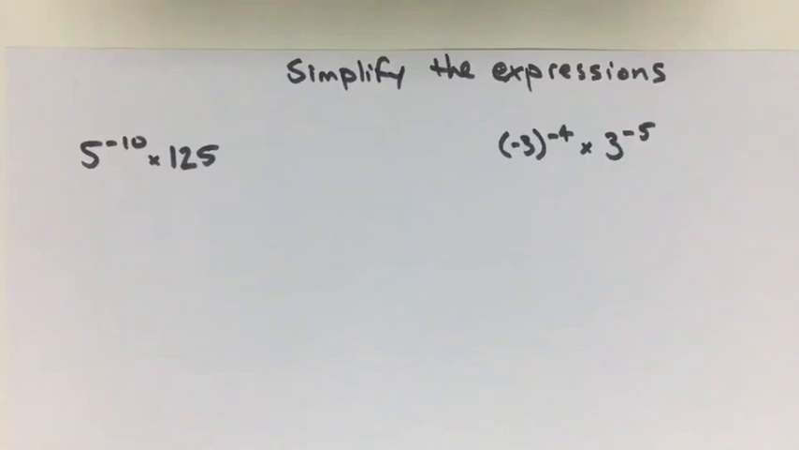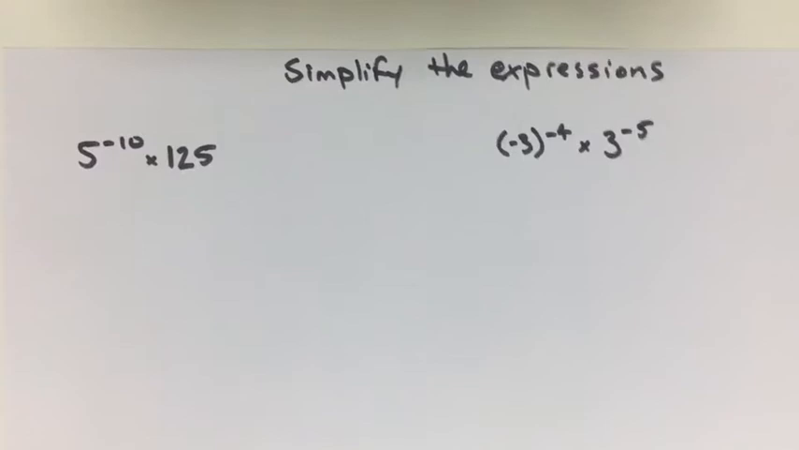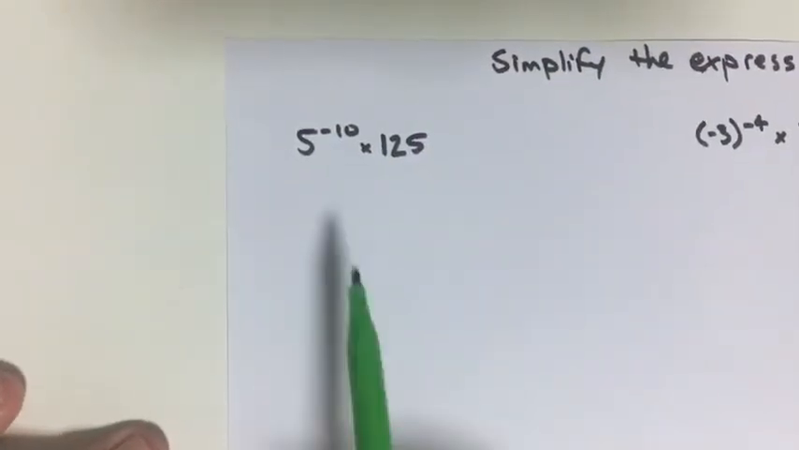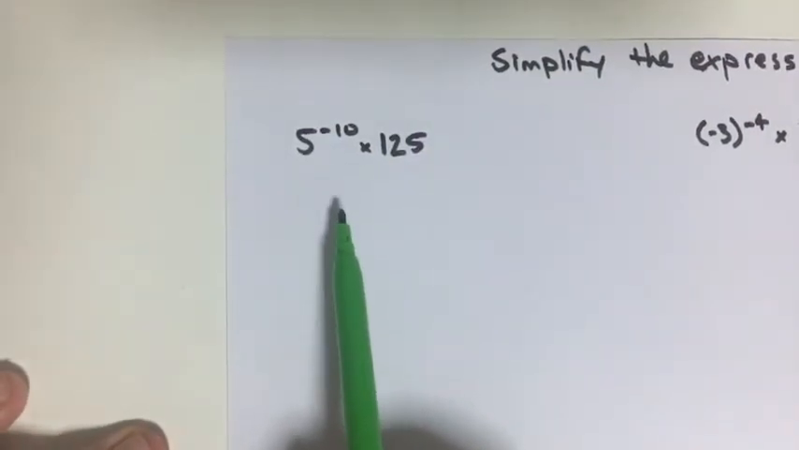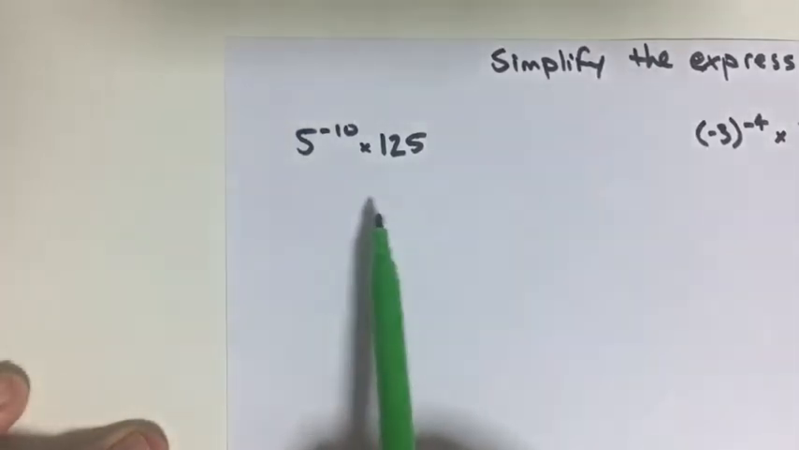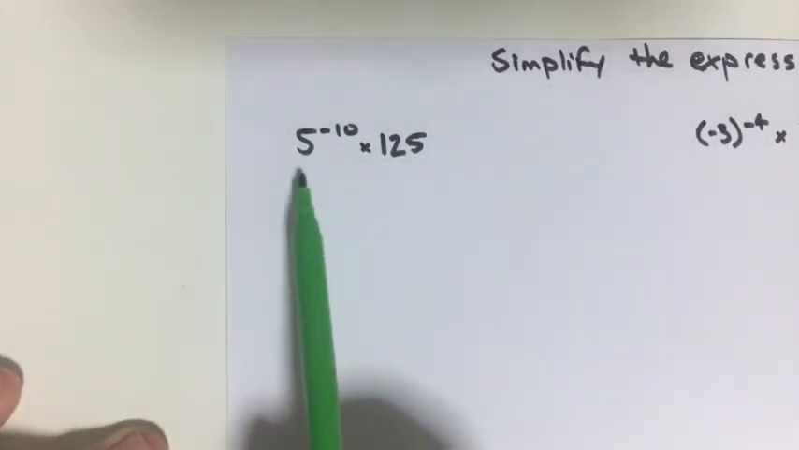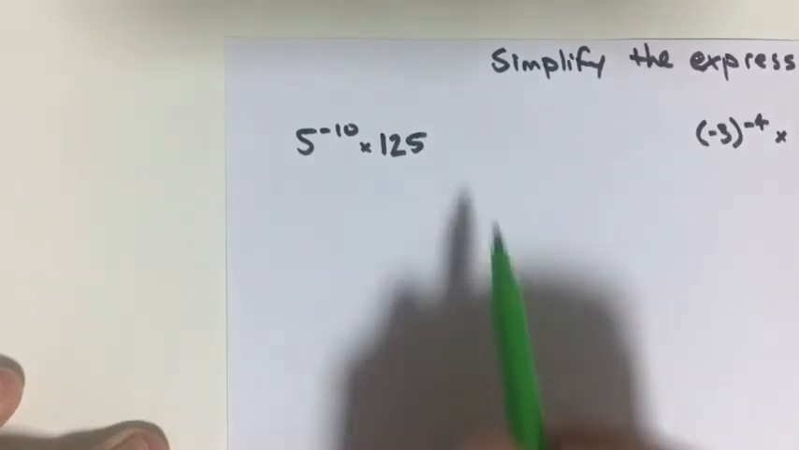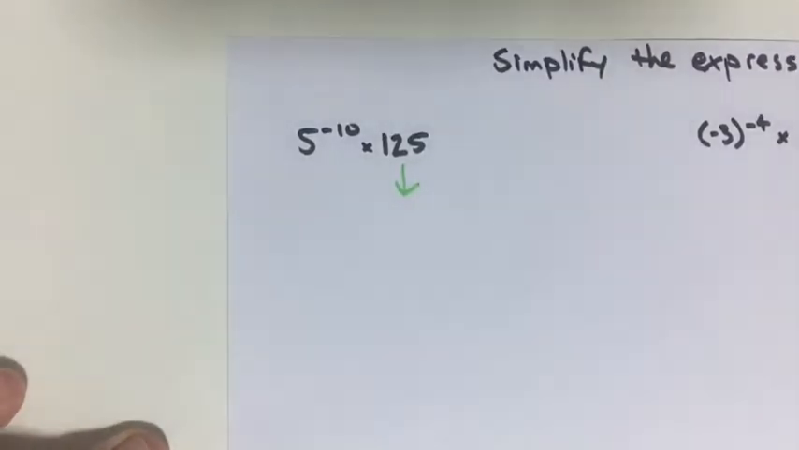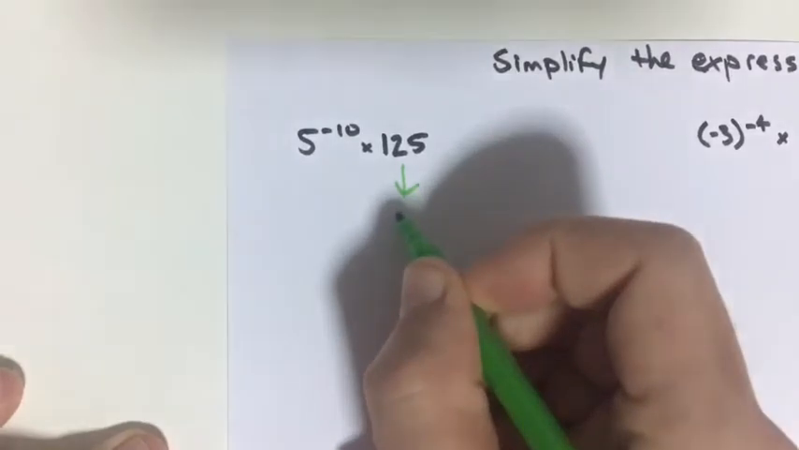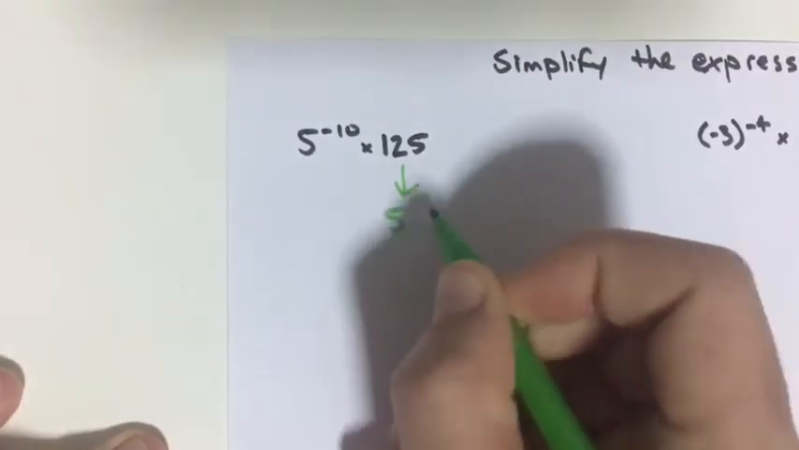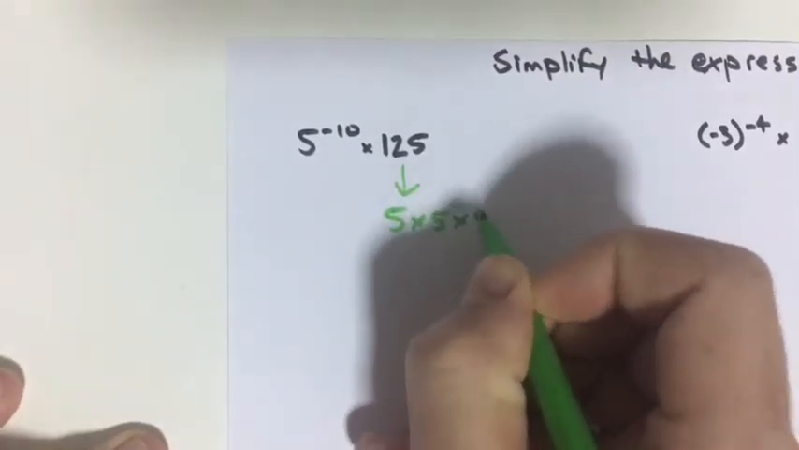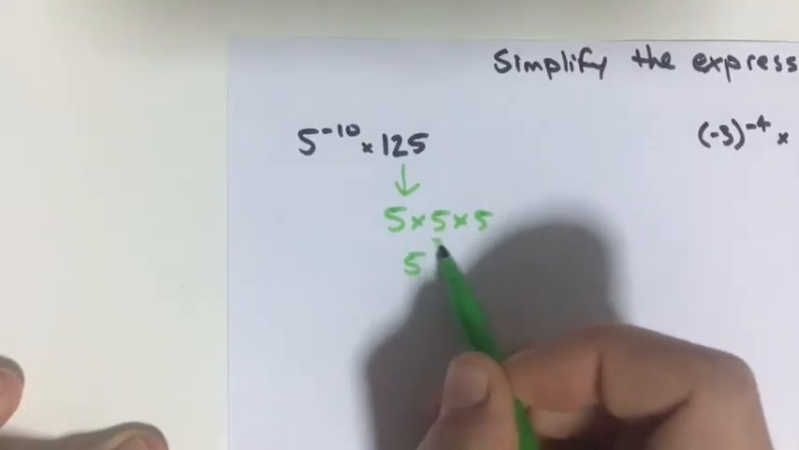Alright, in this example we want to just simplify the expressions. So let's look at our first one: 5 to the power of negative 10 times 125. Well, we don't have the same bases, but we do know that 125 is equal to 5 times 5 times 5, which is 5 cubed.